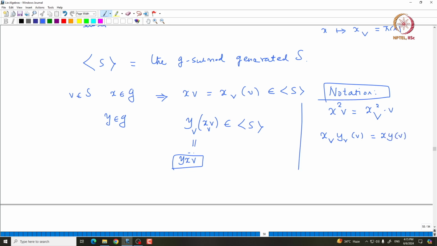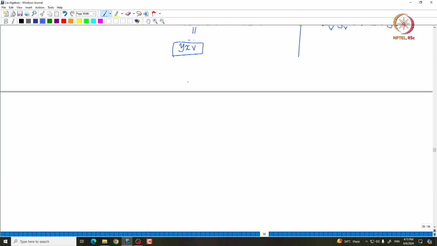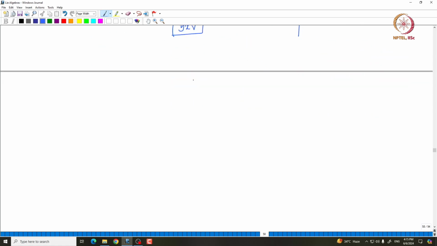Now, using this one can easily see that. So, this subspace: one can start with the subspace spanned by S, and then take all the elements of G and keep repeatedly acting on that. By taking the span of that, we will get the G submodule. So, what will be this G submodule generated by S?